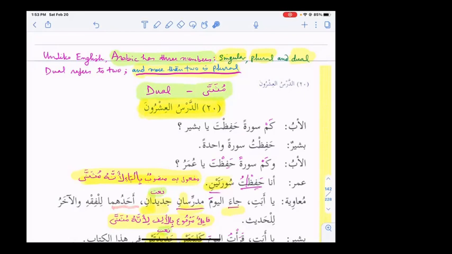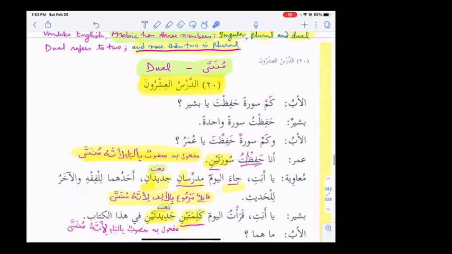Ahaduhuma, one of them, lil fiqh, wal akhar, and the other one, lil hadith. So I have written here, mudarrisani, fa'ilun, marfu'un, bi alif, li'annahu musanna. Alhamdulillah.